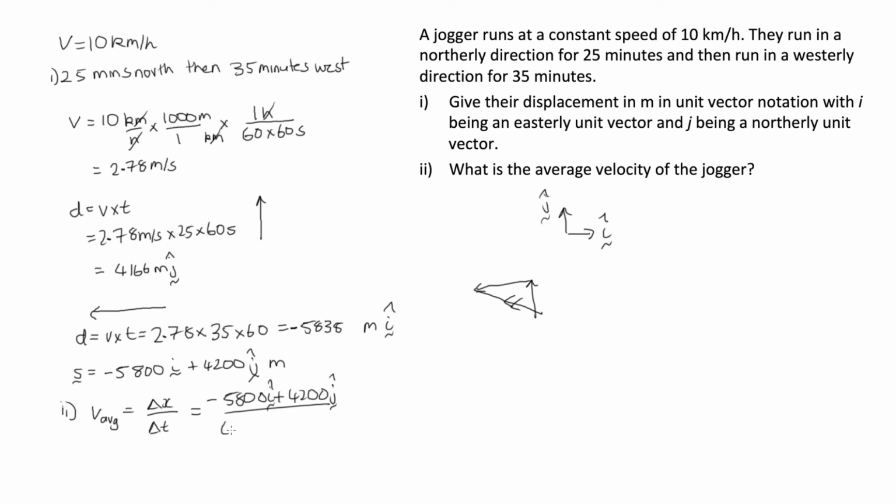So he's running for 25 minutes, then 35 minutes, and we want this to be in seconds. So we're going to times that by 60. So 25 plus 35, that's actually 60. So we've got 60 times 60 on the bottom. Solving this on the calculator, we end up with minus 1.6 I plus 1.2 J. And this is in meters per second. So that's how we solved that problem.